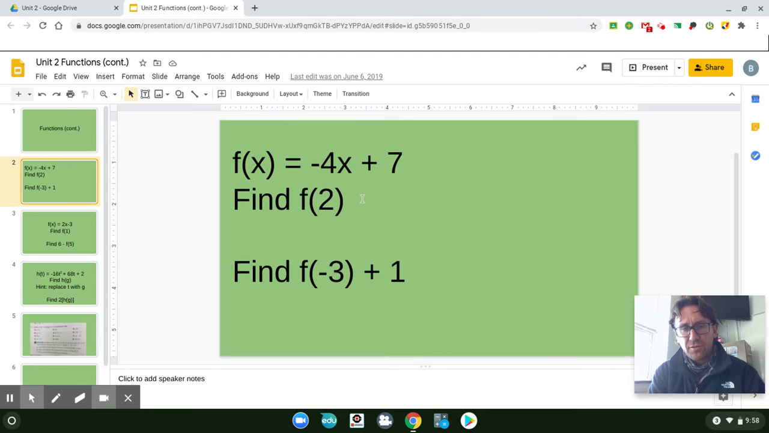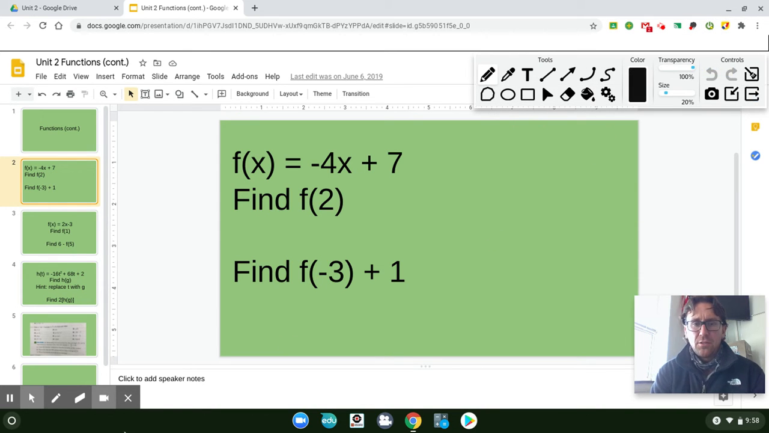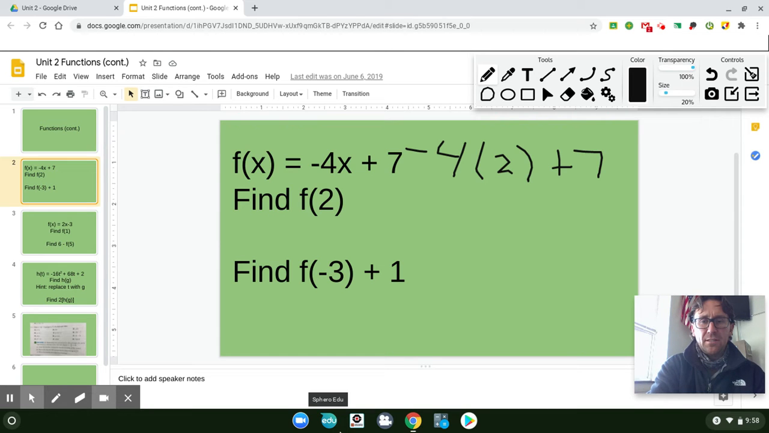Now, sometimes you'll see functions written like this, find f of 2, and all that's asking you to do is plug in 2 for x. So -4 times 2 plus 7. Obviously you're just going to follow order of operations here. This would be -8. -8 plus 7 is -1. So that would be your answer for that one.